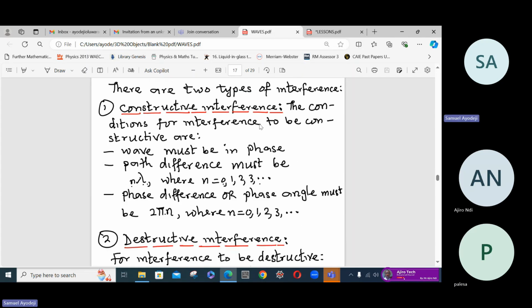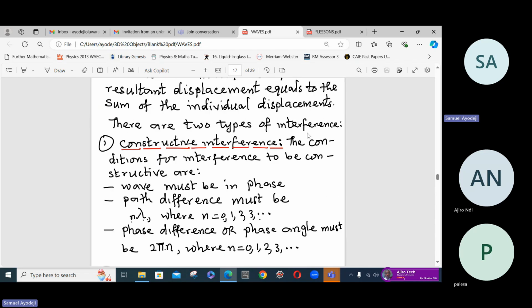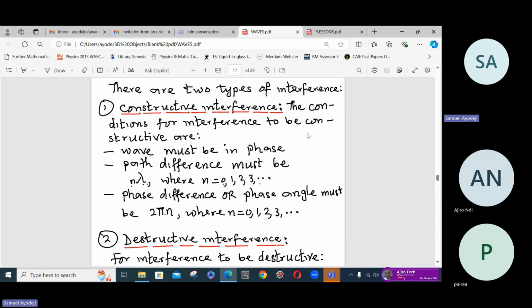Now, constructive interference. We have two types of interference. We have constructive, and this is where you have to understand this concept. Many questions come from all aspects, but majorly these aspects, because this aspect is also linked with another aspect, constructive interference.